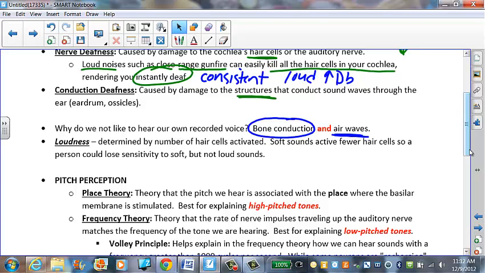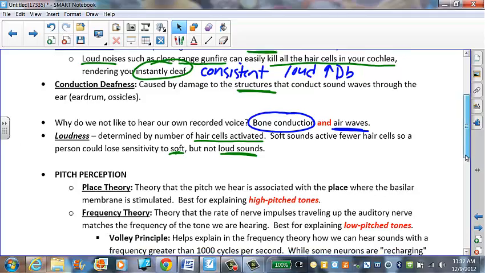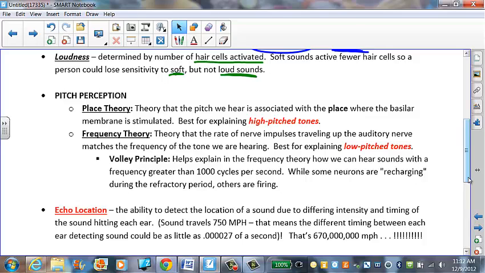And remember, loudness is determined by the number of hair cells activated and how far they're pushed down. Soft sounds activate fewer hair cells. And a person can lose sensitivity to soft sounds and not loud sounds. So we hear the loud stuff, but we don't hear the real soft stuff. So we hope our teachers do when we get older, right? Teachers get older, they don't hear the whispers, but they still hear the loud sounds. Don't worry, I can still hear those soft ones.